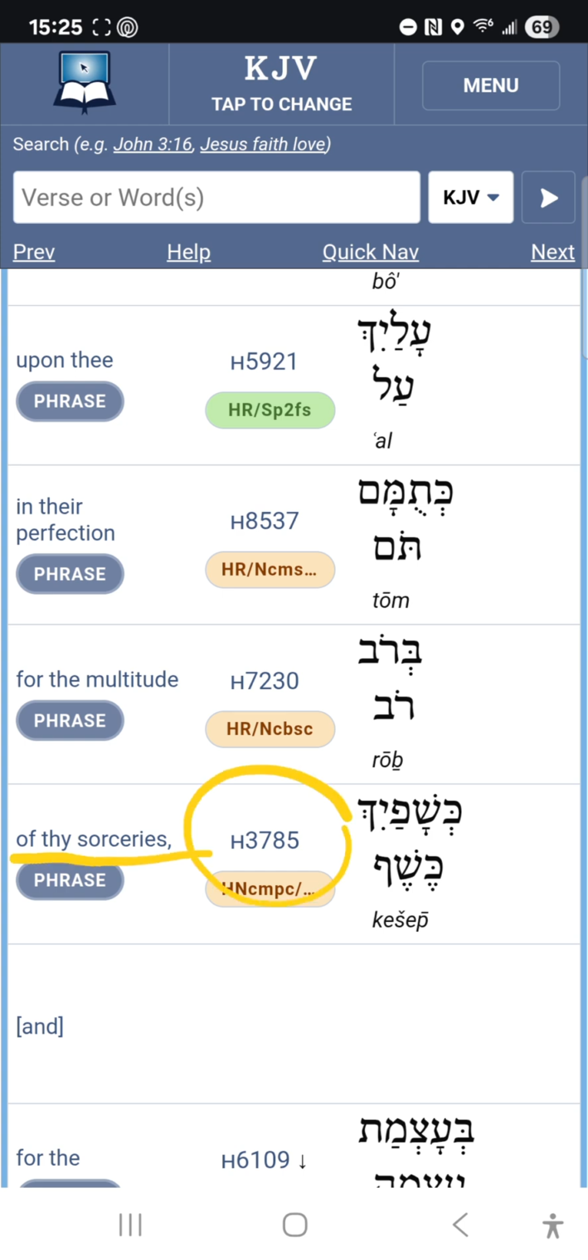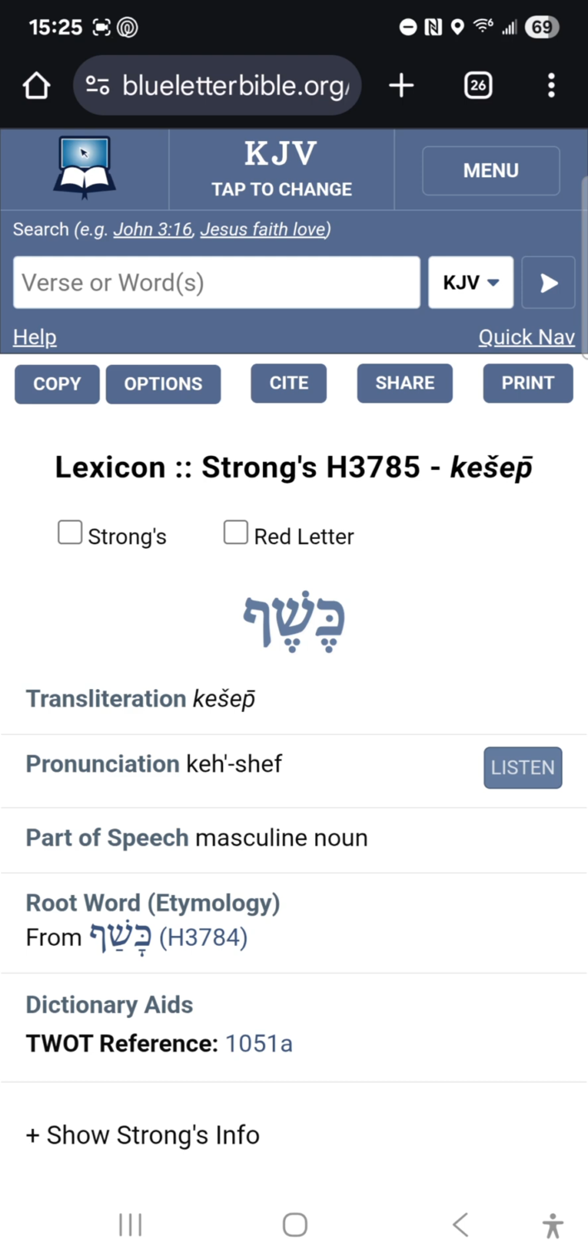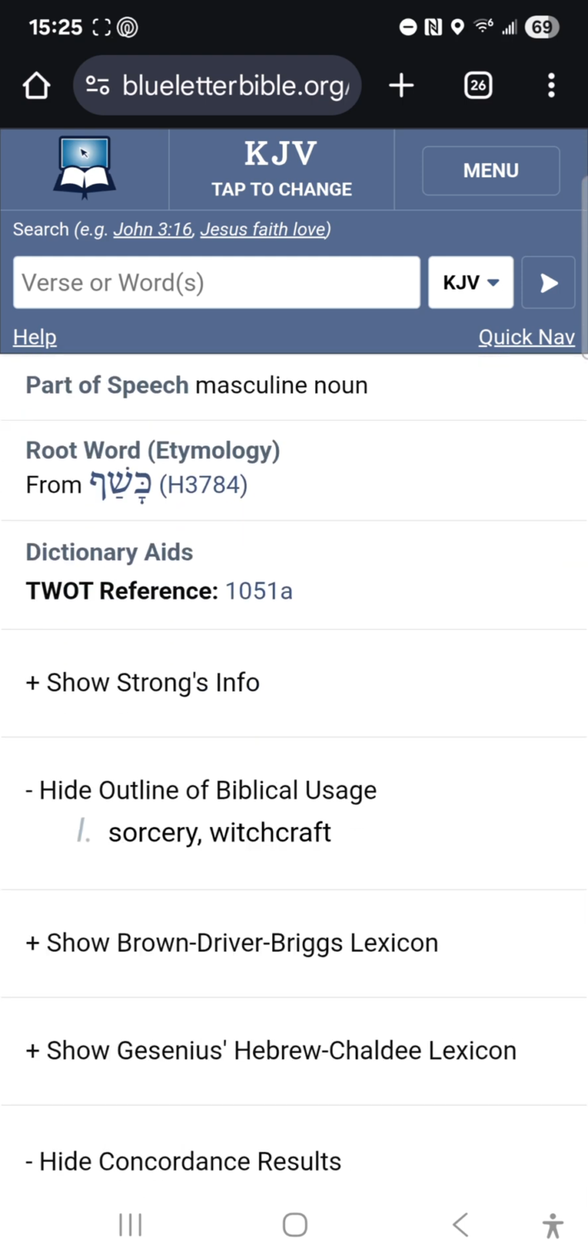You see the Strong's Concordance. The H is Hebrew, 3785, and then this is the word. Now, these little vowel markings at the bottom, those were added in by the Masoretes. So the word would actually be kashap, not kesep, kashap. But anyway, you would hit this right here, go down to the biblical usage, and you see sorcery, witchcraft. Remember, in the Greek, it was pharmakeia. Okay?